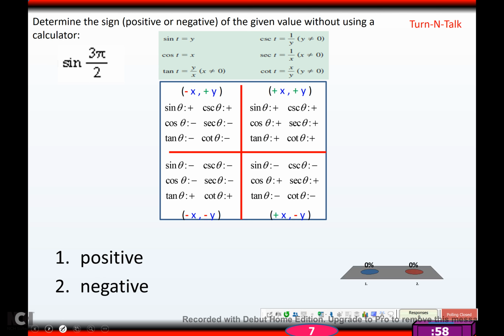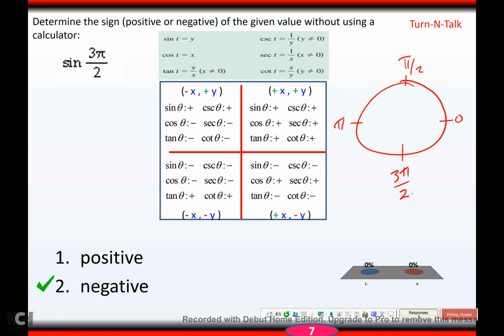And hopefully you got negative. 3 pi over 2, again, you got to know your unit circle. This is 0. This is pi over 2. This is pi. This is 3 pi over 2. So if you want sine, no, this isn't 3 pi over 2. Let me think here. Yeah, it is. This is 3 pi over 2.